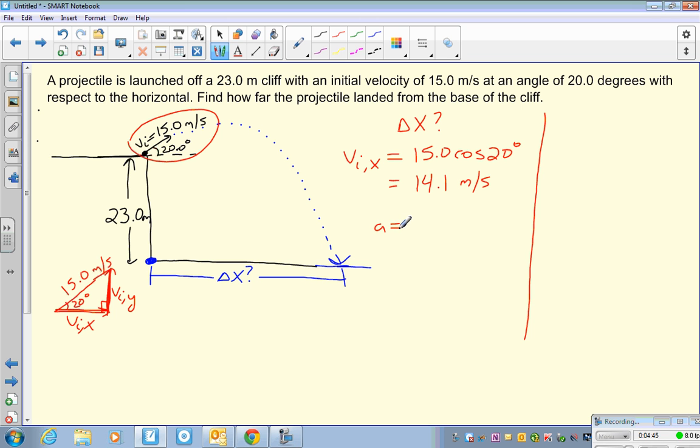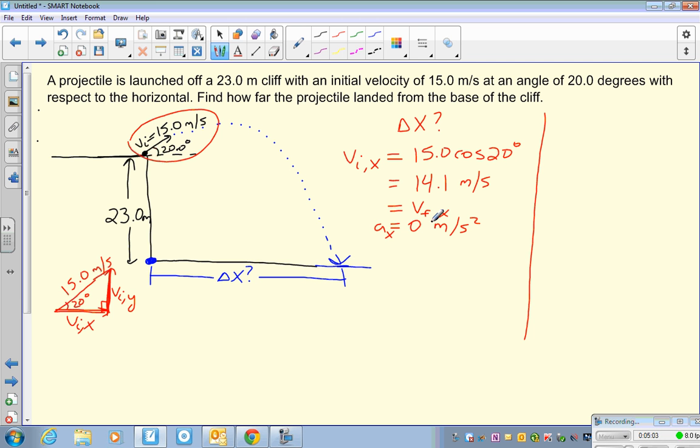Now, we also know that since the acceleration in the x direction, so I'm going to write this assumption, is 0 meters per second squared, that means that it's not speeding up or slowing down. So this 14.1 meters per second is also our v final in the x direction. So now let's focus on the y direction.